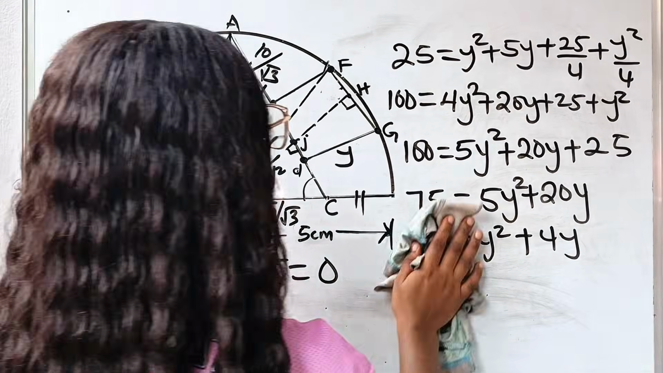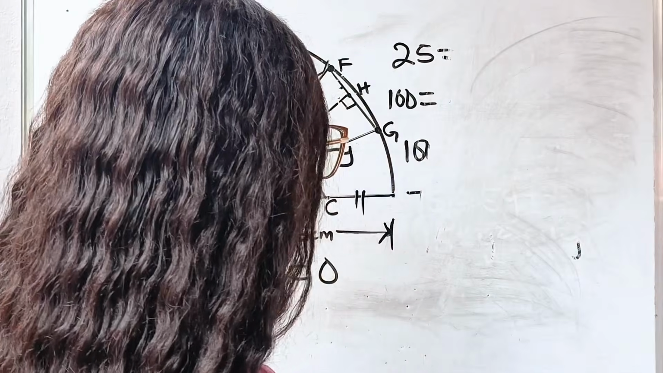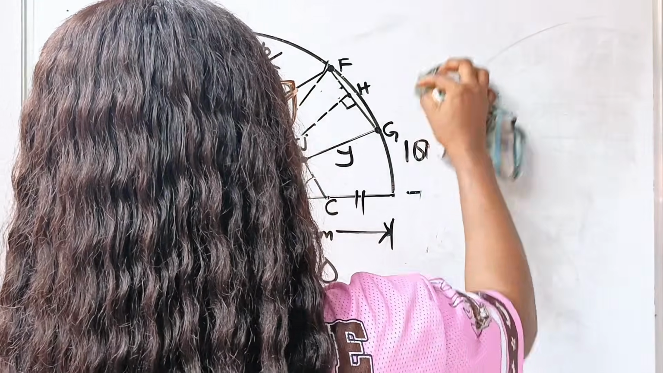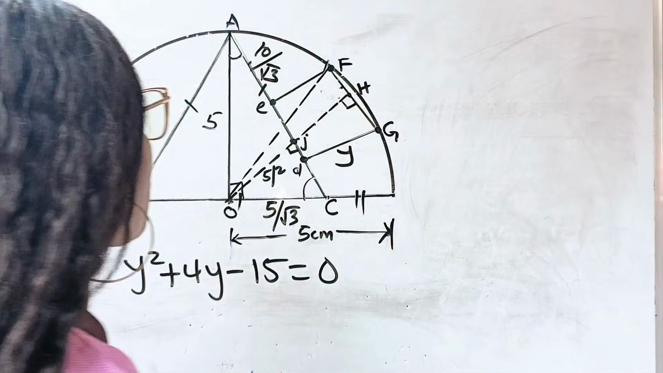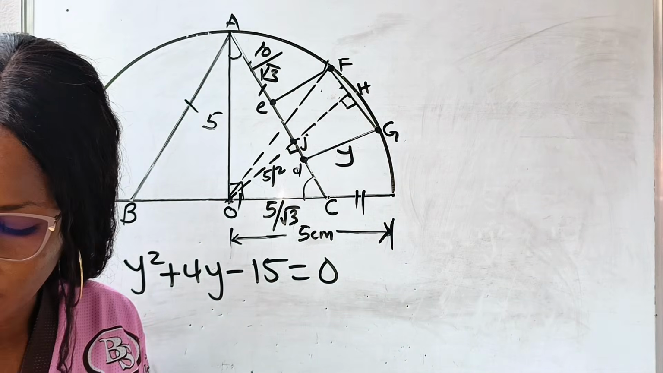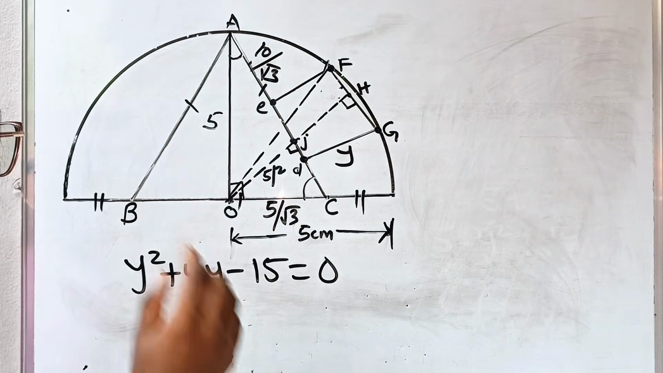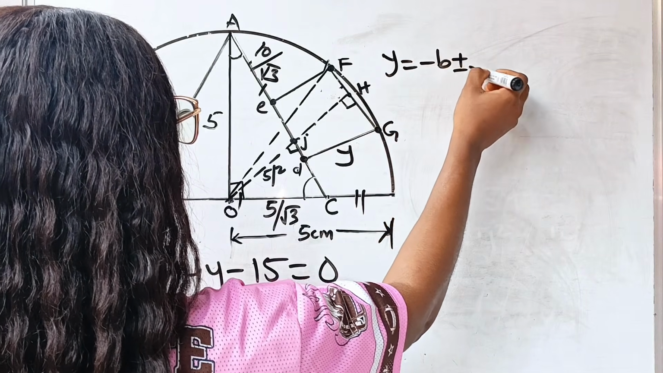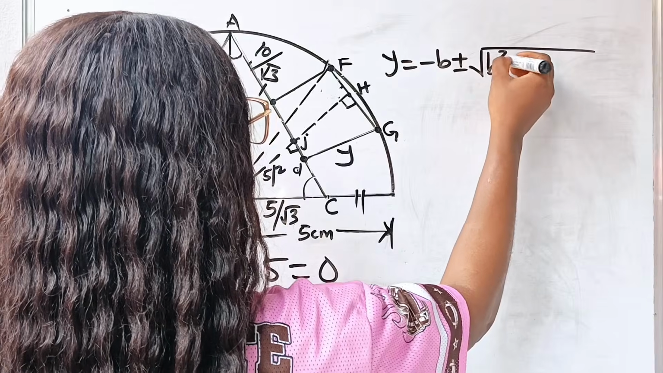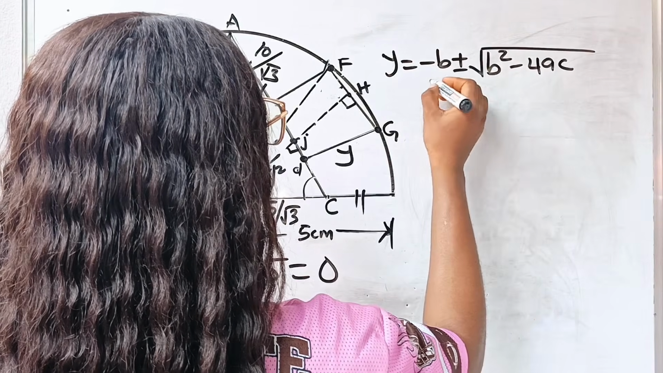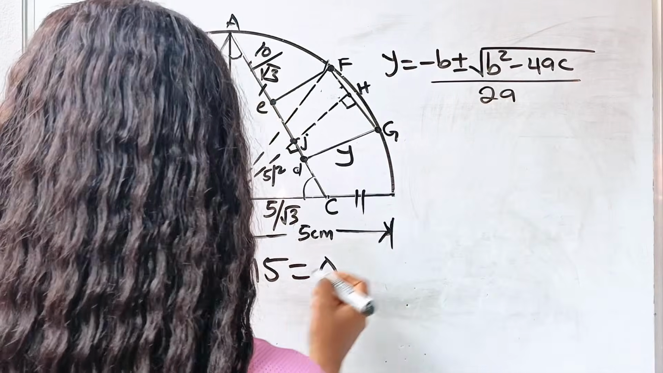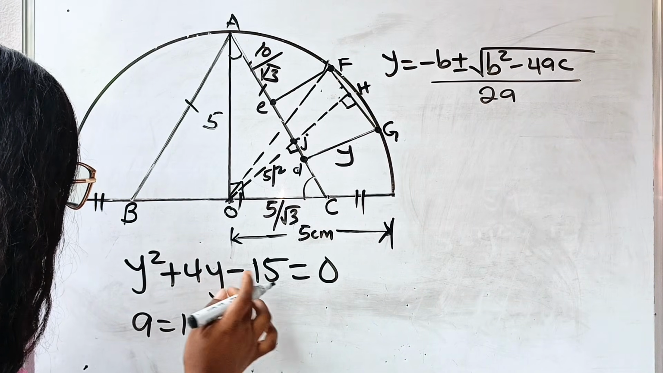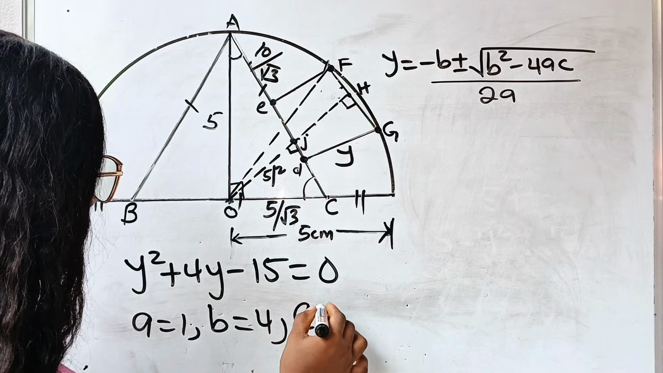So using the quadratic equation formula, all right, we are going to have that y is equal to minus b plus or minus square root of b squared minus 4ac, everything divided by 2a. Now our a is 1, our b is the coefficient of y, which is 4, our c is the constant, negative 15.